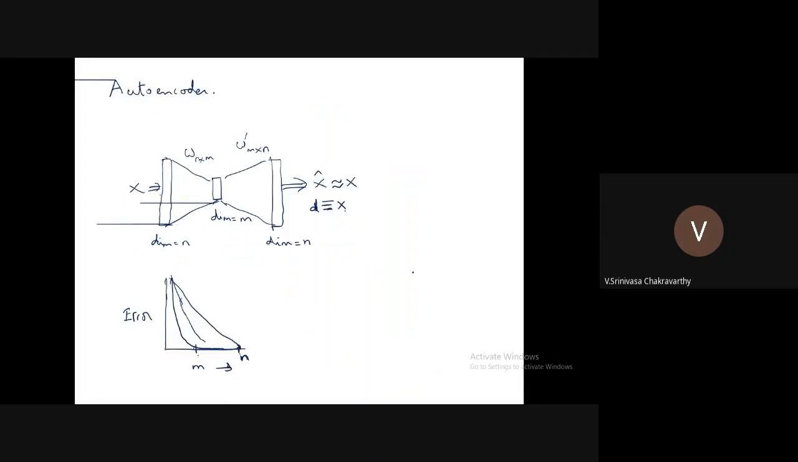So we said the kind of pattern that you're likely to see here is that if m is equal to n, obviously the error will be 0. It's trivial. And as you reduce m from n, the error will keep climbing up, and when m equals 1, it will be maximum. Okay, so this is a pattern.